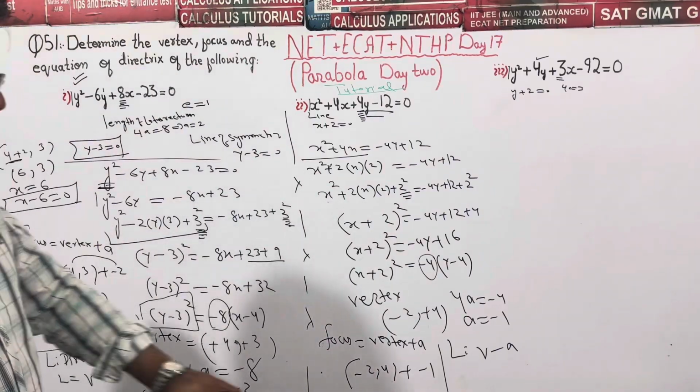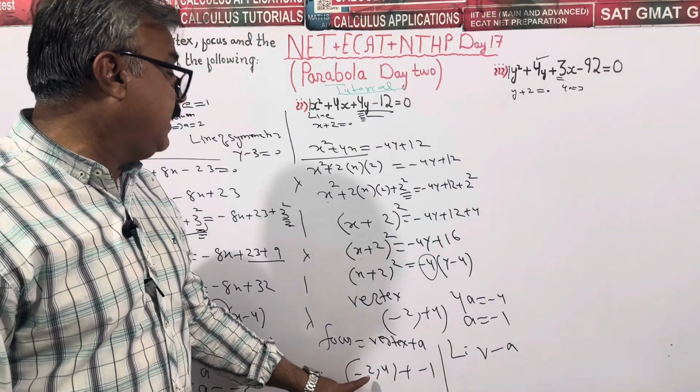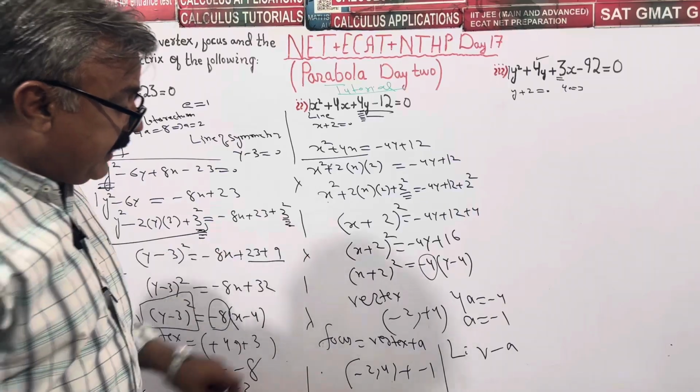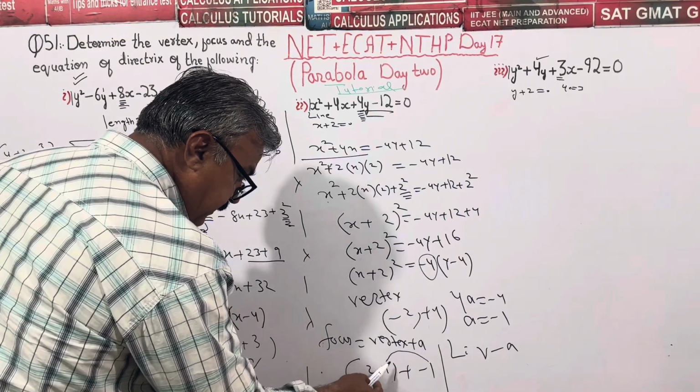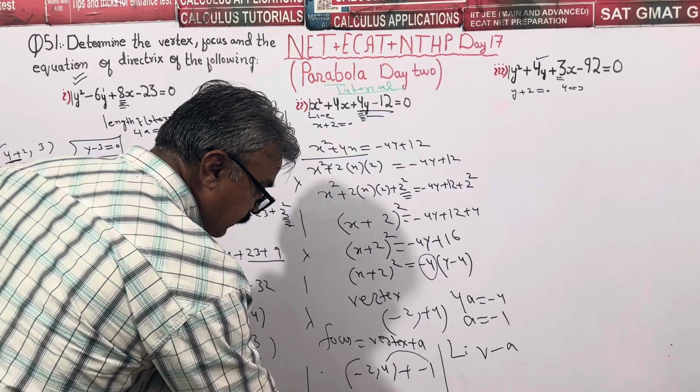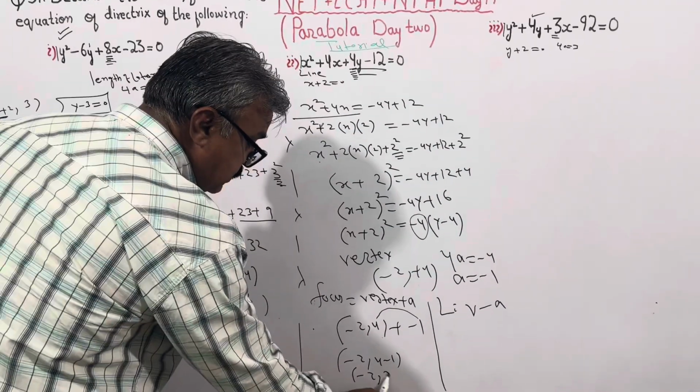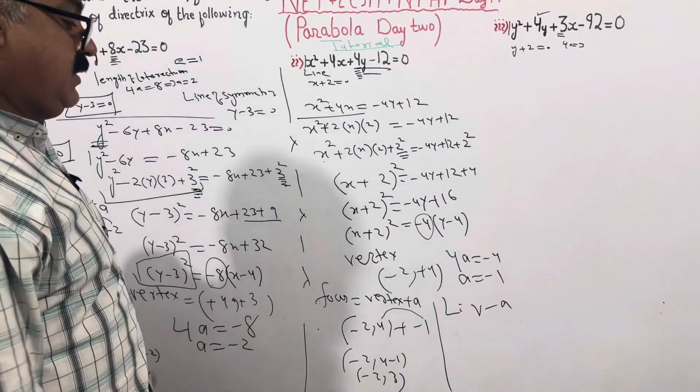The question arises where we have to add: in both, or in one? Square in x, we have to add, and subtract in y. It must be added here. It will become minus 2, 4 minus 1. So minus 2, 3 is our focus.